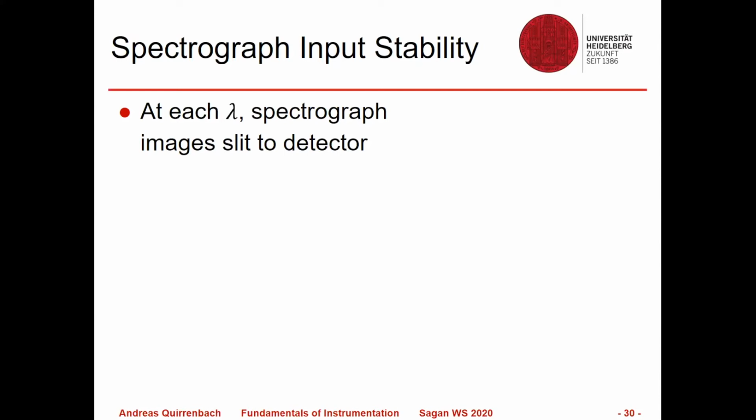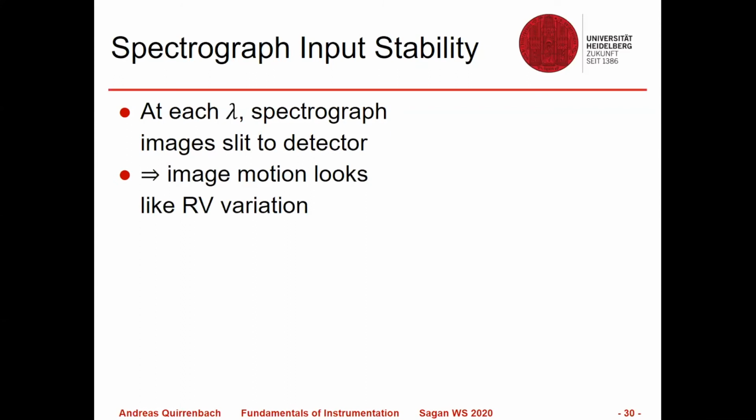Another important consideration is the input stability. The spectrograph itself may be stable. If your input is not stable, then you also have a problem. And to understand that, you should remember that at each wavelength, the spectrograph creates an image of the slit on the detector. And the entrance slit actually is normally not stable because you have seeing and other effects, imperfect guiding of the telescope, so that changes the slit illumination. And with that, the illumination changes, and that looks like a radial velocity variation because the image on the detector shifts.